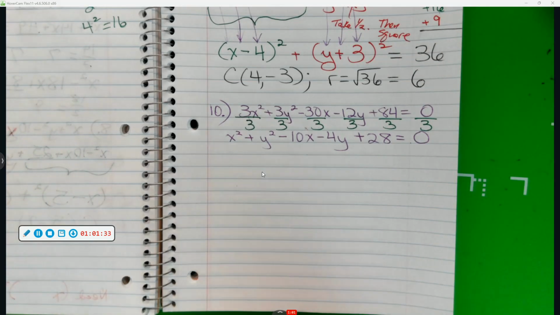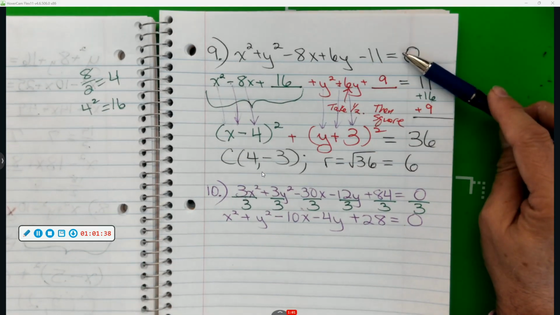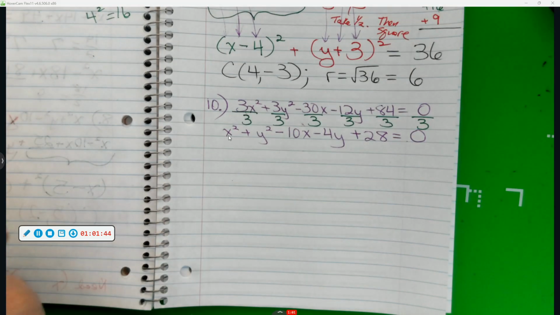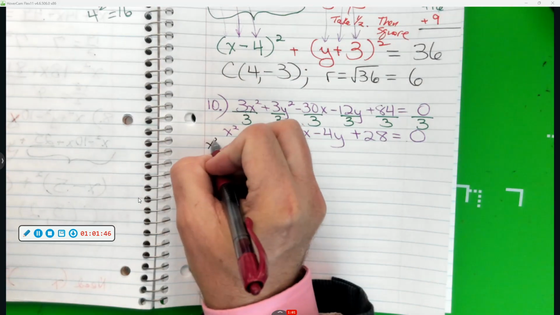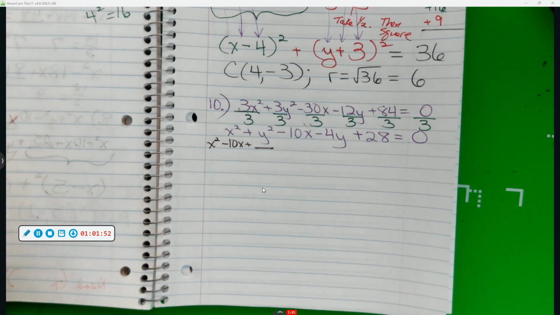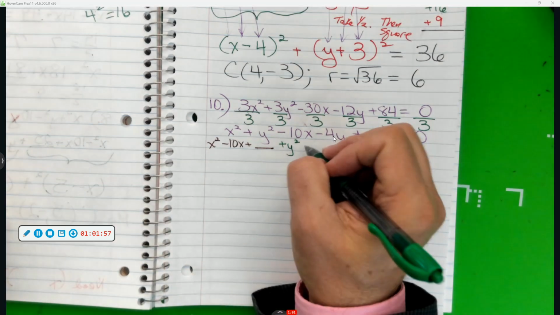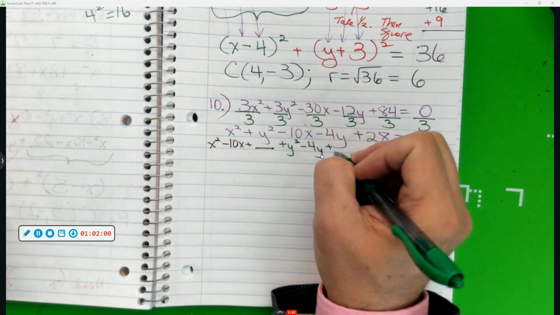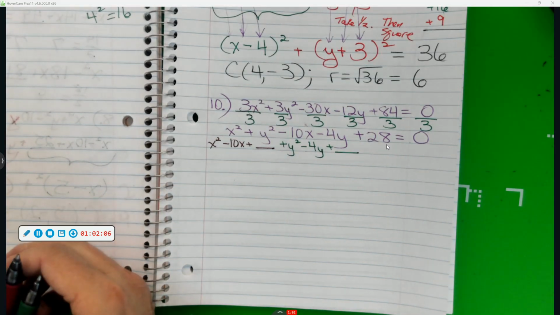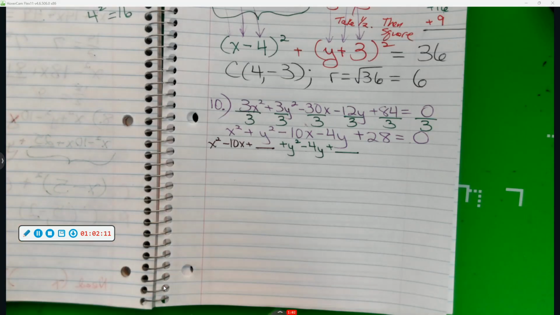Now this looks like what we started off with on number 9. Doesn't it? We know what to do. We've got to group our x terms together. I'll group my x squared minus 10x plus, skip some space. And then I have a plus y squared minus 4y plus, skip some space. What am I going to have on the right-hand side? A negative 28, I agree.